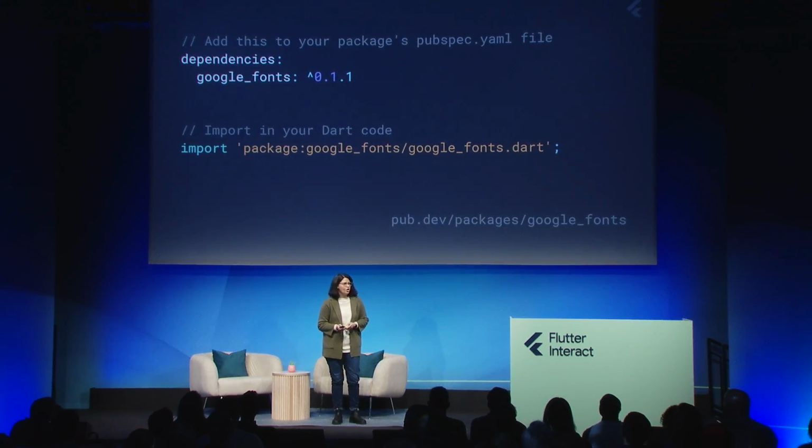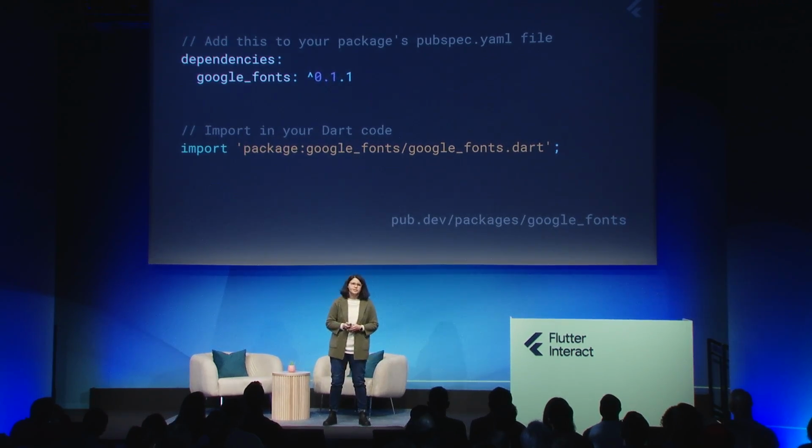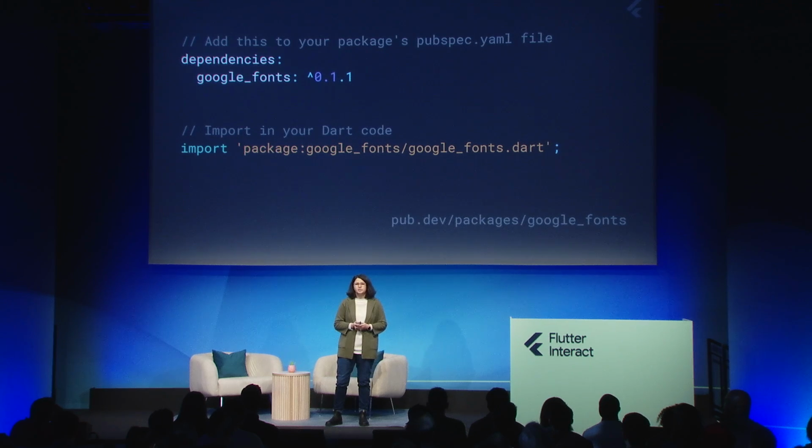OK, so let's look at the code of how to actually apply Google Fonts into your Flutter projects. You would have to add your dependencies of Google Fonts within the pubspec.yaml file, and then you would import your package, the Google Fonts package, into your Dart code. It's pretty simple.